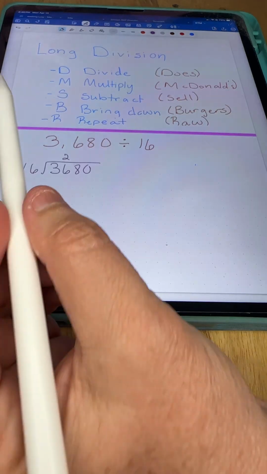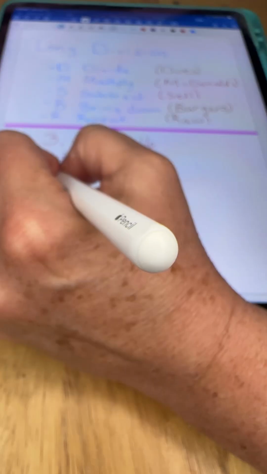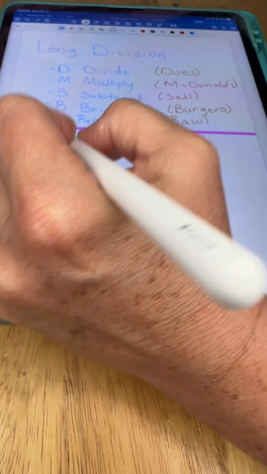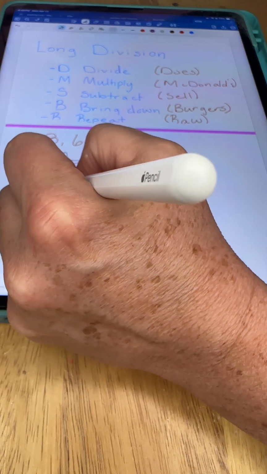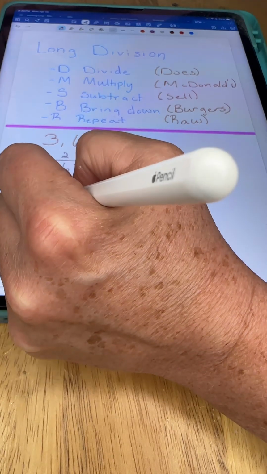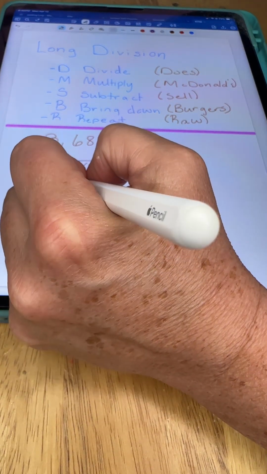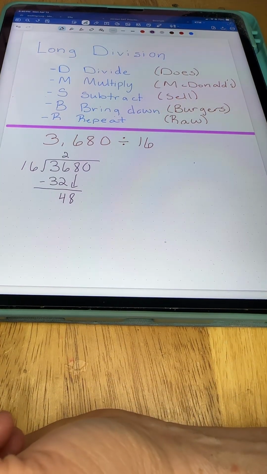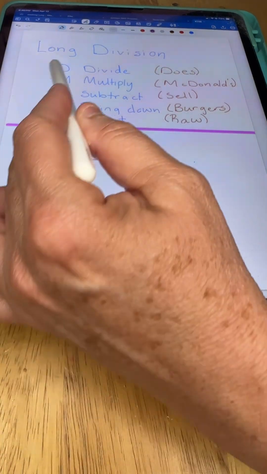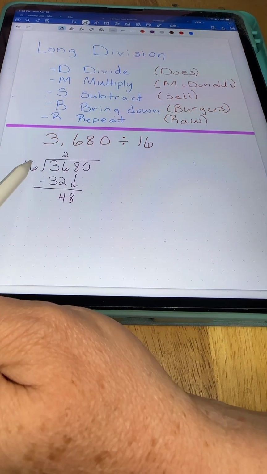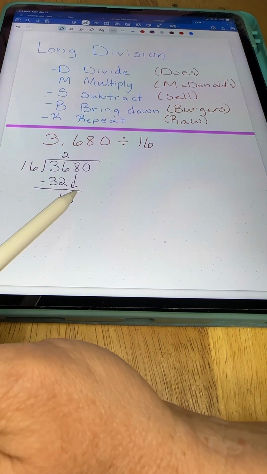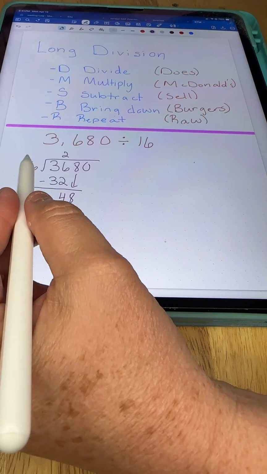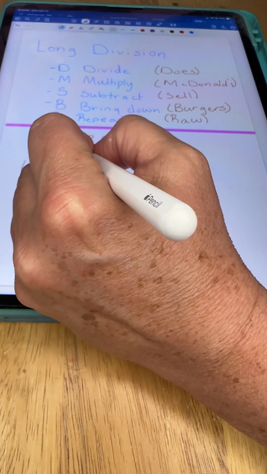Now we're going to multiply. So we're going to multiply that 2 times 16, which is 32. I'm going to subtract. 36 minus 32 is 4. And then I'm going to bring down that next digit. So I'm going to bring down that 8 and it becomes 48. At this point, we are repeating. We're just starting over, but this time it's almost like we're doing 48 divided by 16 instead of this big number here. So 48 divided by 16, or 16 will go into 48 3 times.